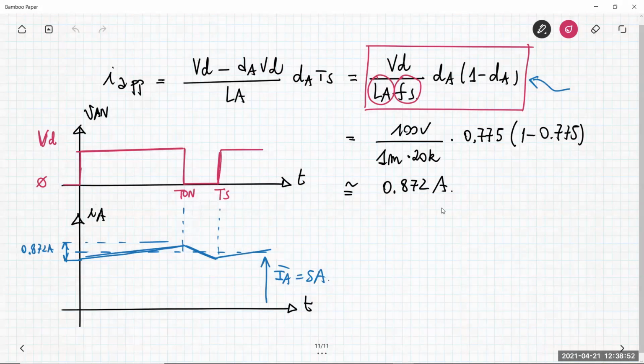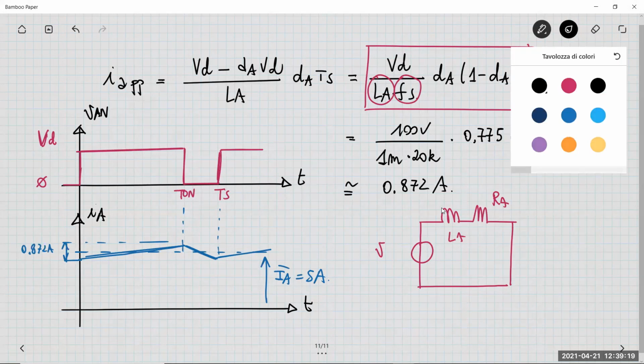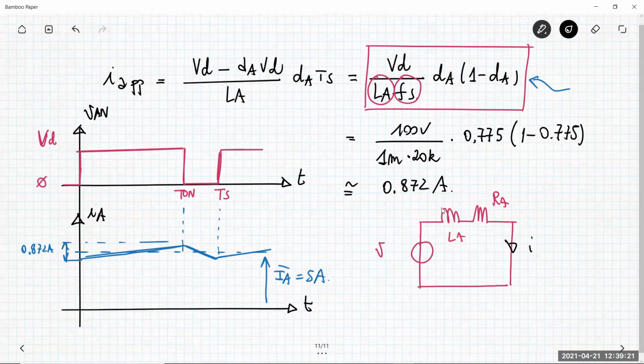Okay, I have a low-pass filter. Let me consider the transfer function of this low-pass filter. We have this circuit for AC variation, in which you have RA, LA. The current here is the current IA. This is VAN. Okay.